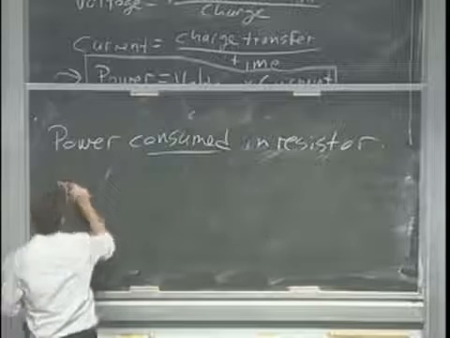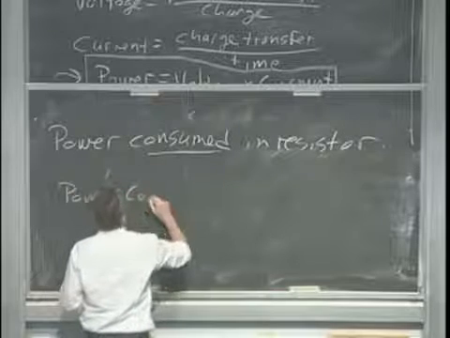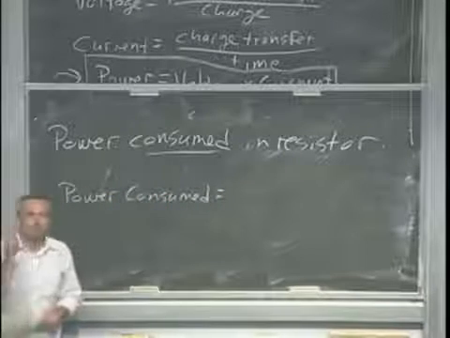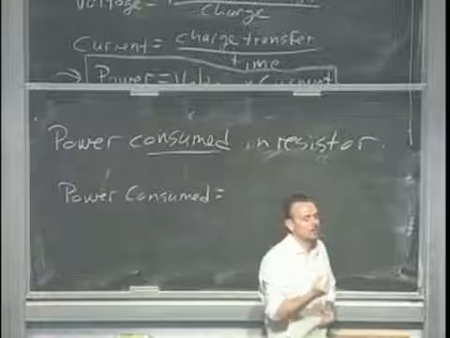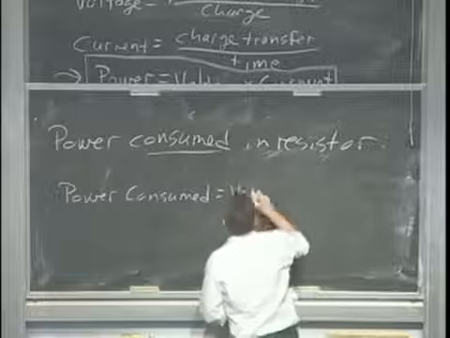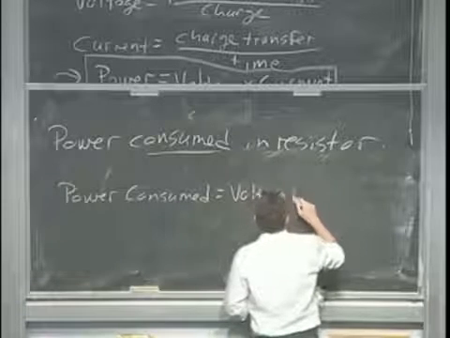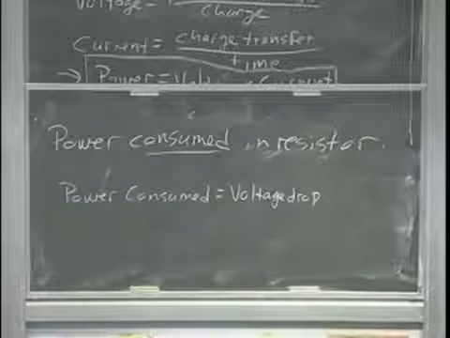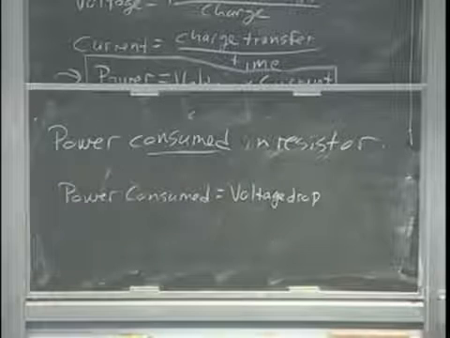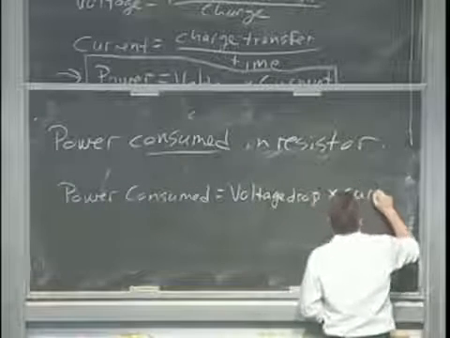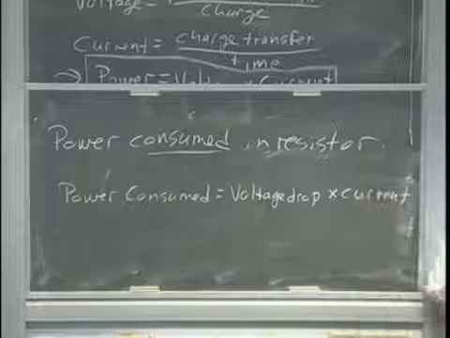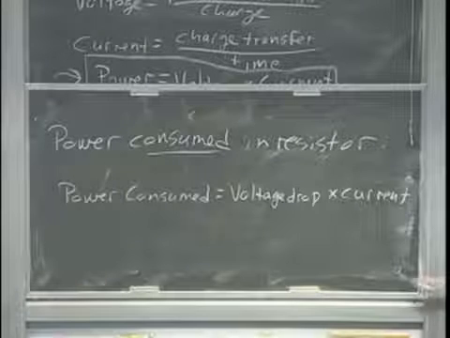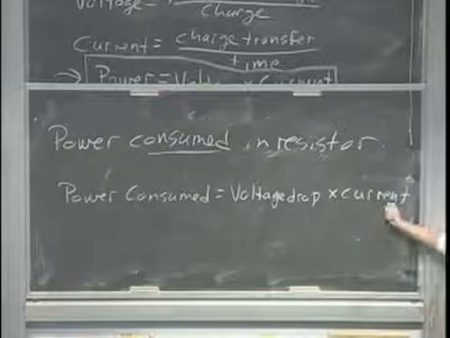So the power consumed is just going to be equal to the amount of voltage per charge that is changing across that resistor. That's the voltage drop. That tells you how much energy per charge has been dissipated across that resistance, multiplied by the current that's flowing through it, the amount of charge per unit time. So that is just the power consumed: the voltage drop across the resistance times the current that's flowed.